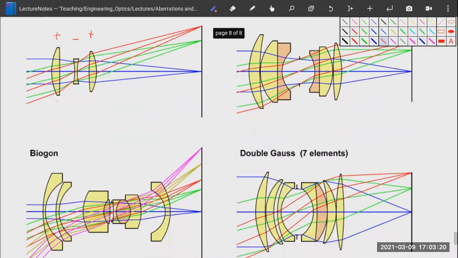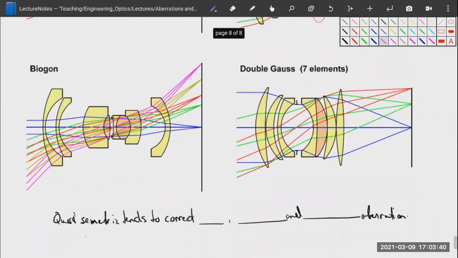A double Gauss is actually a fairly common system that you'll see, where you have a meniscus lens, a positive lens cemented to a negative lens, and then a negative lens cemented, so a doublet, right? These are doublets with another positive lens on the right-hand side. And you can see that some of these get quite complicated. But the important thing is that quasi-symmetric lens systems tend to correct coma, distortion, and chromatic aberration.